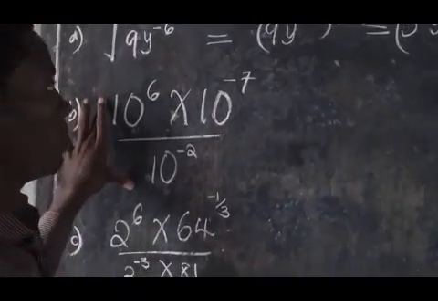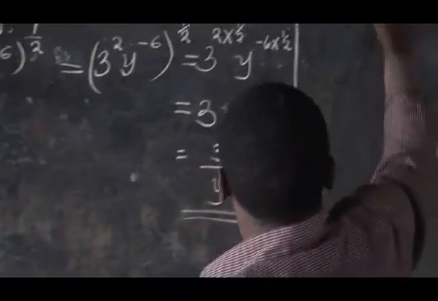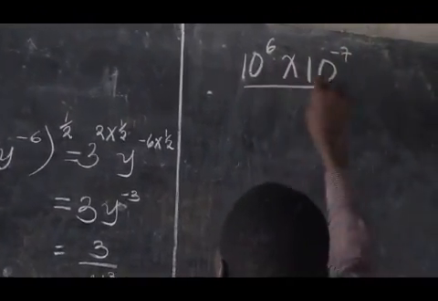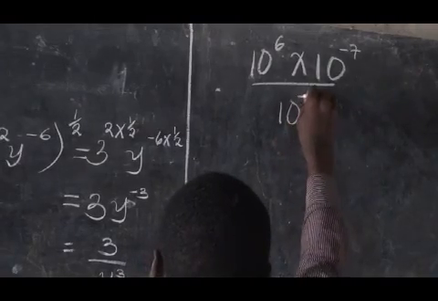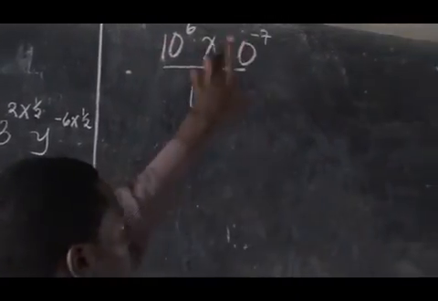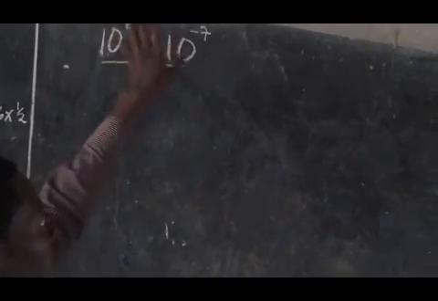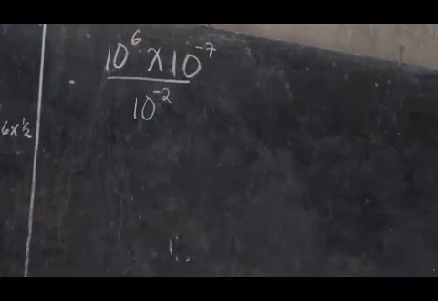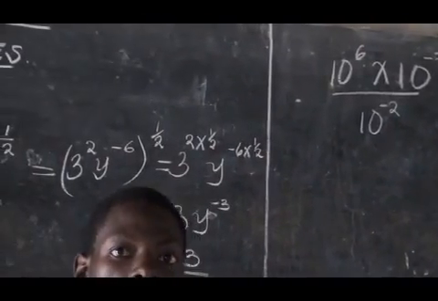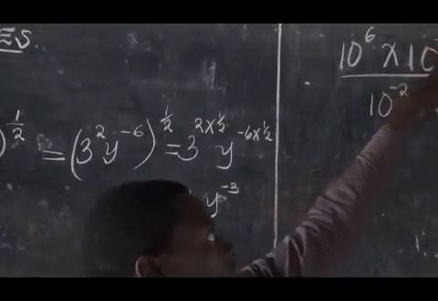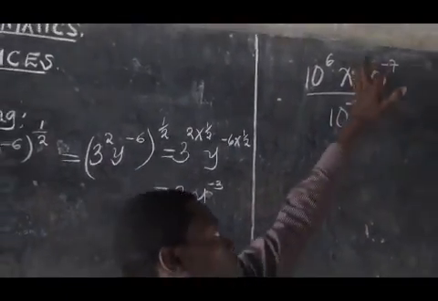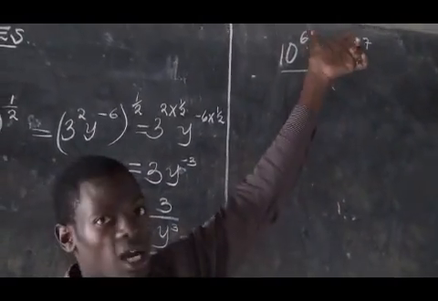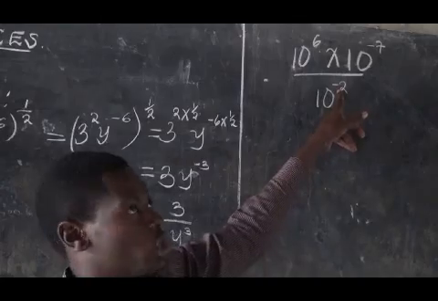Let us look at part B. Part B is telling us 10 power 6 times 10 power negative 7 over 10 power negative 2. Now, if they give us the same base but different powers, and we have some powers which are negative and positive: if the power is negative and it is at the top, you're going to bring the whole thing down, and the power is going to become positive. If it is down, you're going to take it up, and the power is going to change to positive.